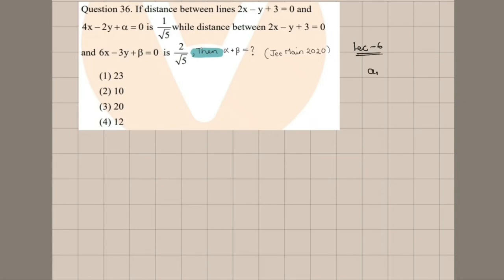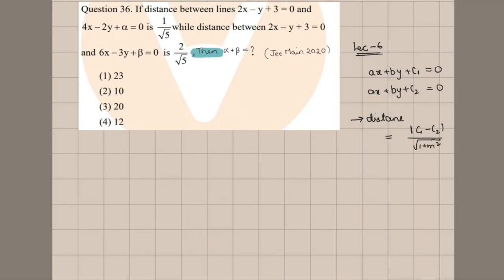ax plus by plus c1 equal to 0, ax plus by plus c2 equal to 0. These two are parallel. So what is the distance? If you know, it is (c1 minus c2) by root over (1 plus m square).